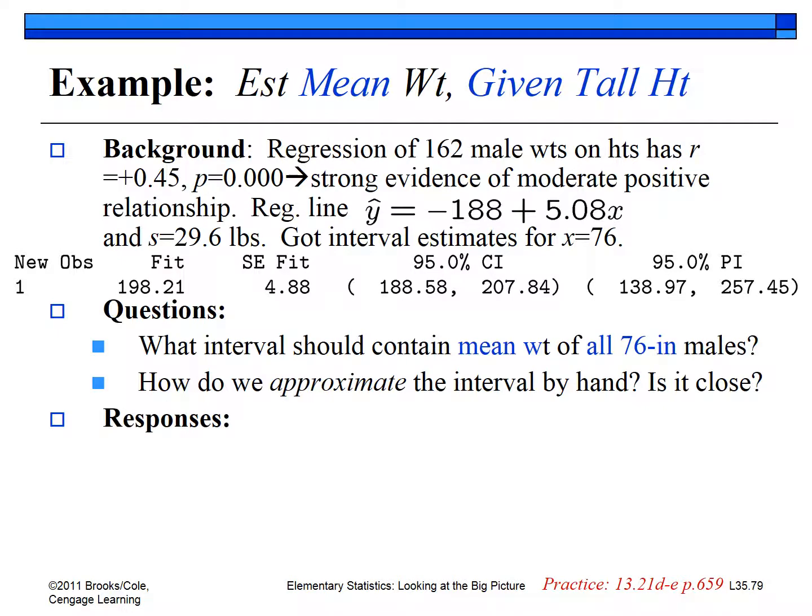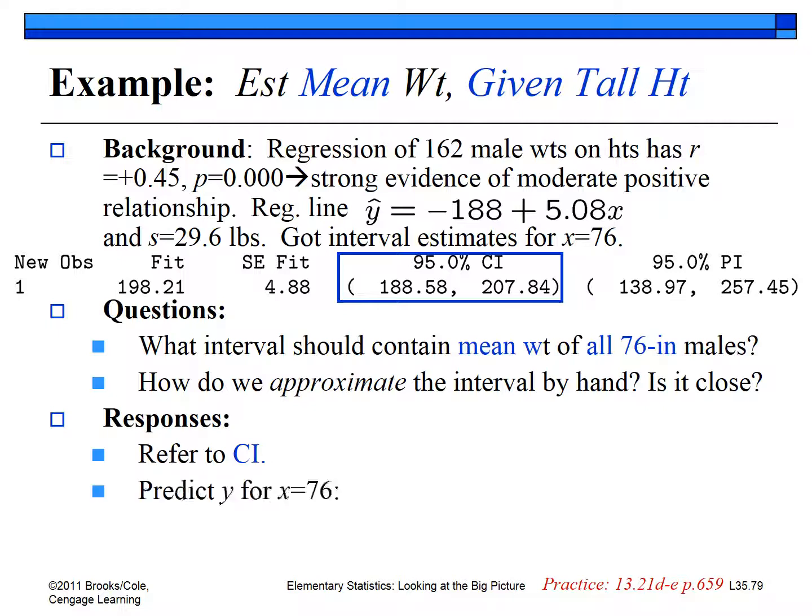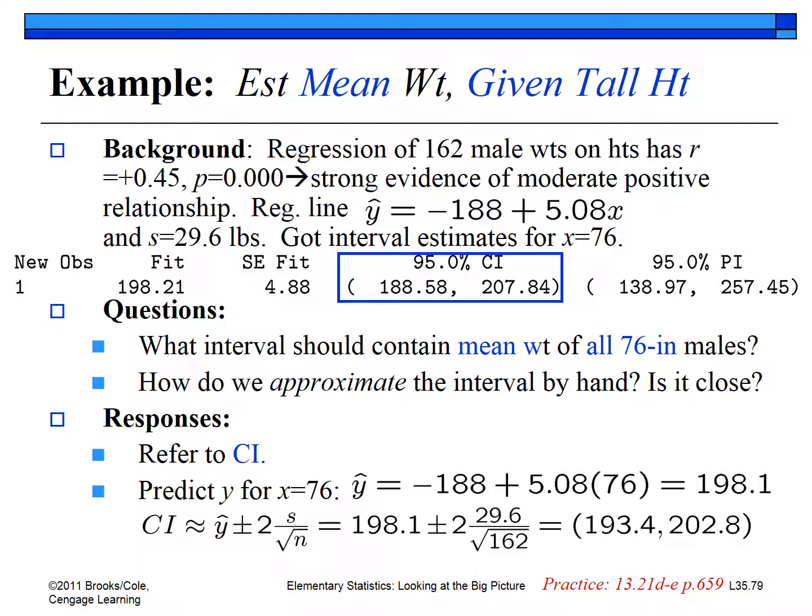So the interval which we would expect to contain the mean weight of all 76-inch males, well, that's the 95% confidence interval, 188.58 to 207.84. To compute it by hand, as before, we'll get the center by finding y hat that corresponds to x equals 76. Plug in 76. That gives us y hat as 198.1. Now, instead of adding and subtracting 2 times s, we'll make sure we divide by the square root of n. That's the square root of 162 in this case, which gives us an interval of 193.4 to 202.8.